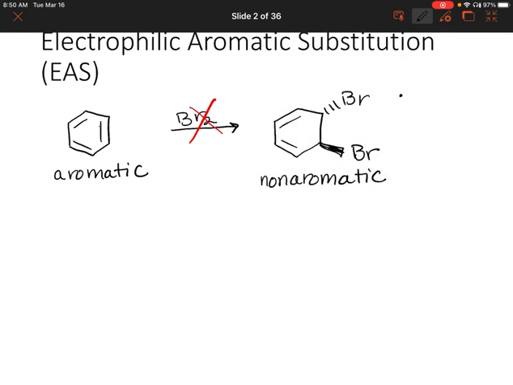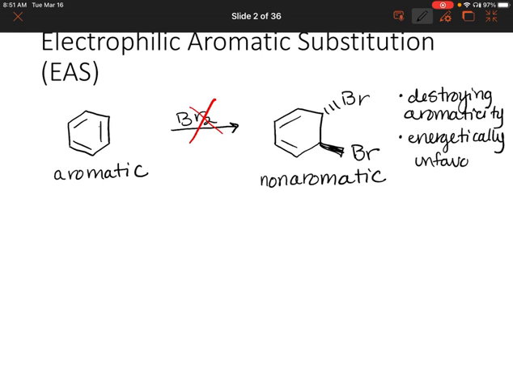So let's just make a couple notes. So here we would be destroying aromaticity, and it's energetically unfavorable. Now, there is a way to add bromine to a benzene ring, but we would need a catalyst. And remember, catalysts just give a different pathway with a lower activation energy.